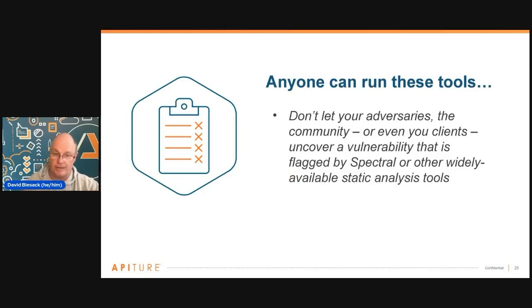And then be aware that anyone can run these tools. So if you've got API definitions, you've got a developer portal, someone can download those OpenAPI definitions from your developer portal or get them from some other source, and then they can run the Spectral tool against that. What you don't want is to have your adversaries, hackers, the community, or even your clients uncovering a vulnerability by running these tools against your API definitions, saying, hey, are you aware that you've got a potential vulnerability in your API? It's shown right here by this Spectral tool. You don't want that experience. So the more you apply these tools and prevent any kind of vulnerability from leaking into your design, the better you're going to be.